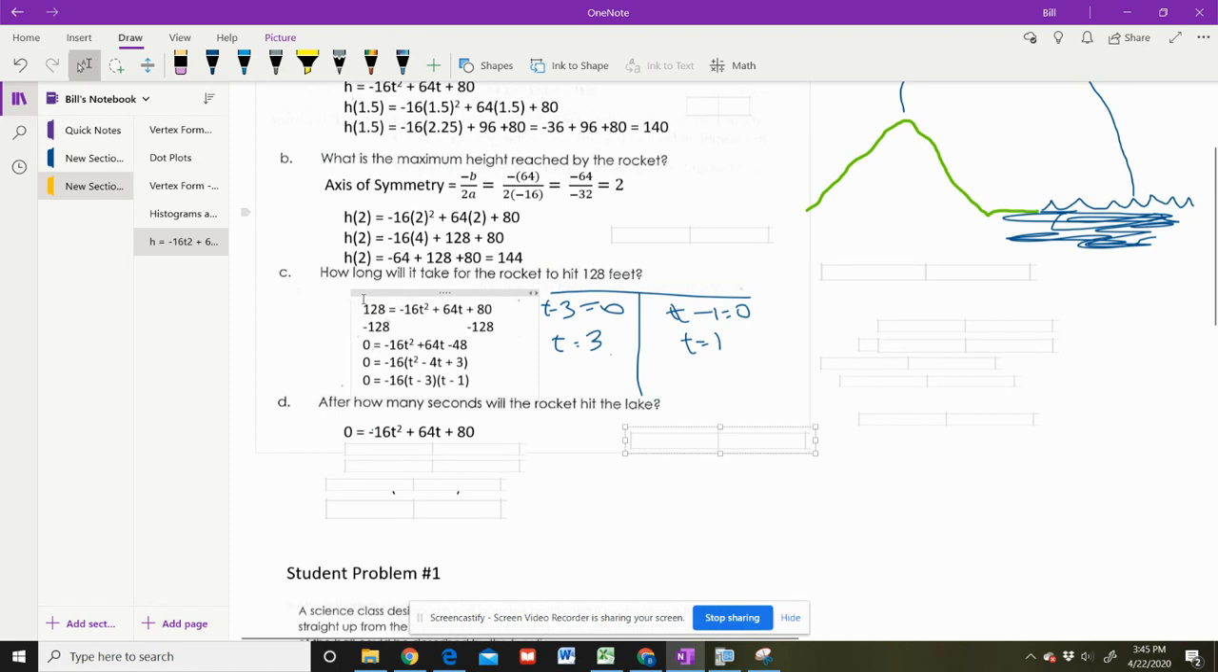This one, we wanted to find what height it was when it was 128 feet. Here, we want to find out when it hits the lake. The lake is at 0 feet, so the equation is set equal to 0. We're going to find our x-intercept.